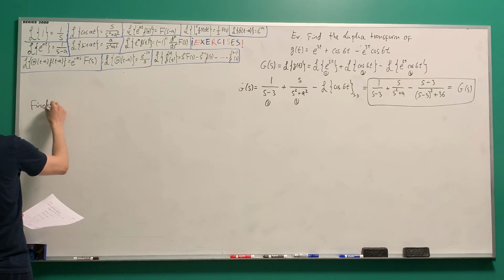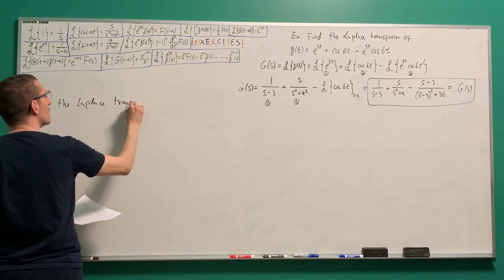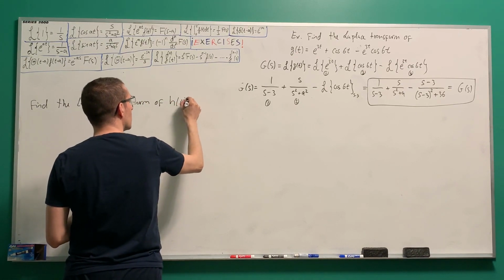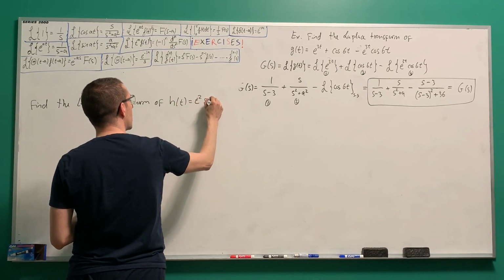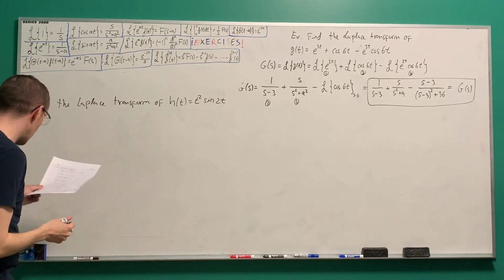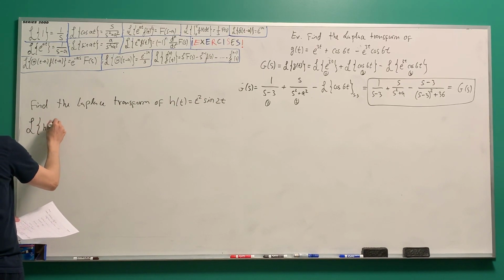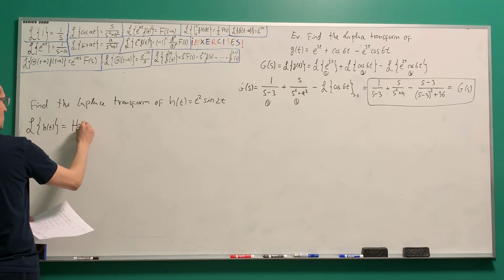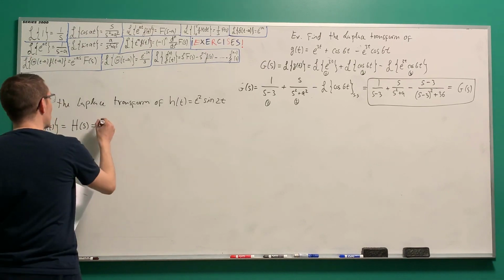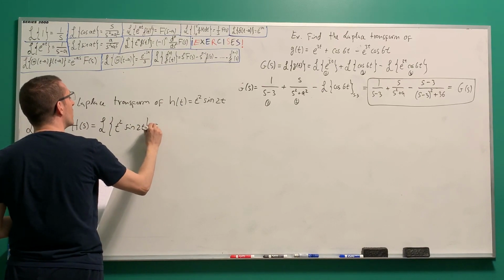I find the Laplace transform of, let's call it h. h of t is t squared sine of 2t. Let's do that one. All right, well, we know that the Laplace transform of h of t, we're gonna call it, you remember, capital H of s, all right? So this thing is the Laplace transform of t squared sine 2t, for sure.